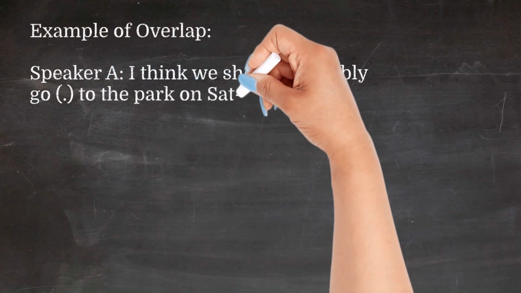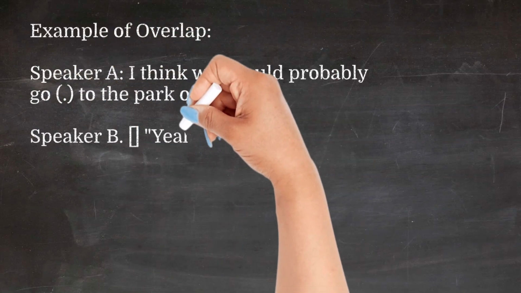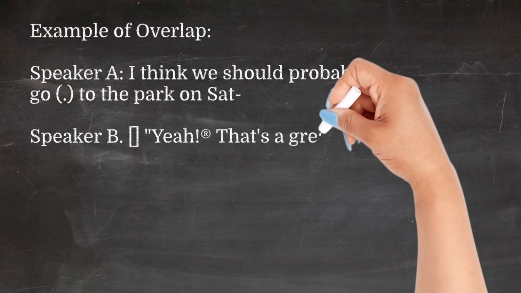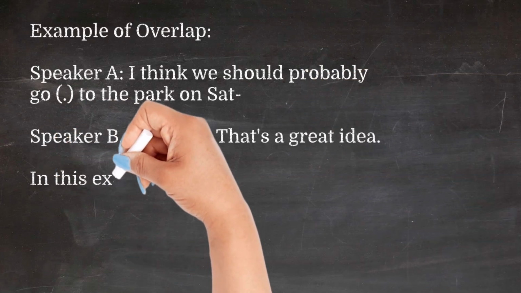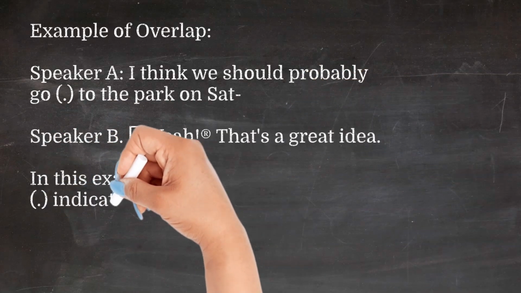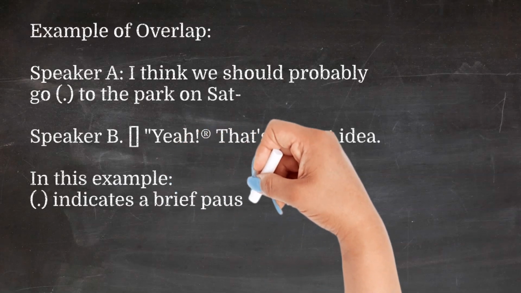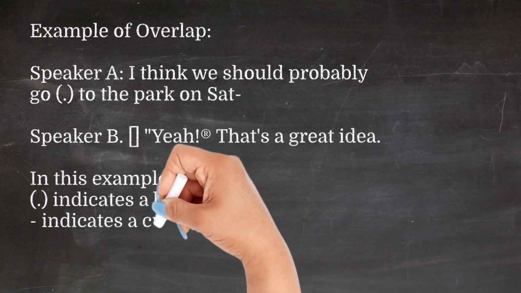In this example, speaker A is saying, "I think we should probably go to the park on Saturday." Speaker B, "Yeah, that's a great idea." In this example, we can see several interesting conversational elements at play.